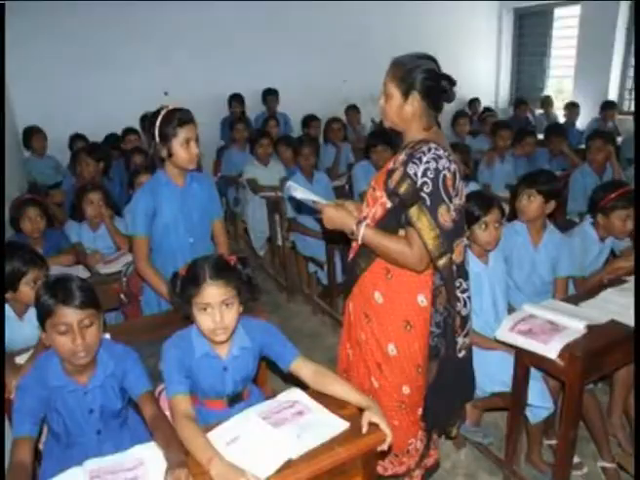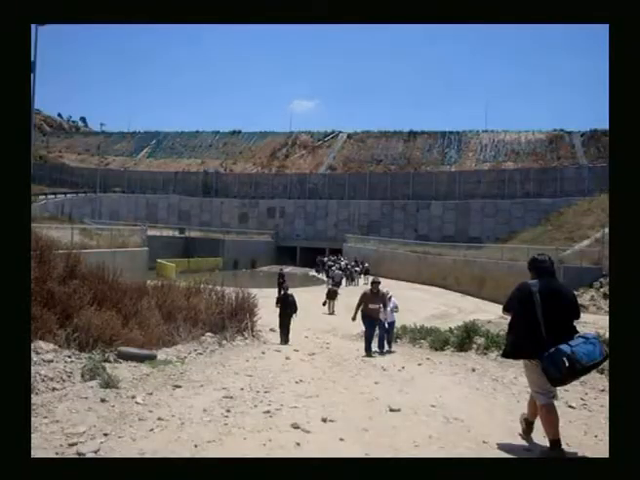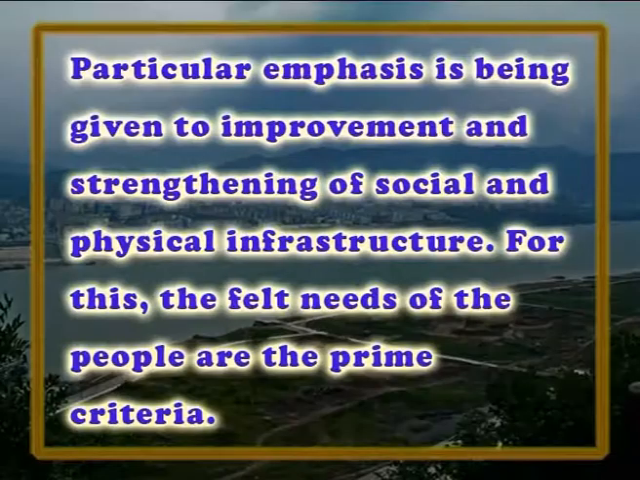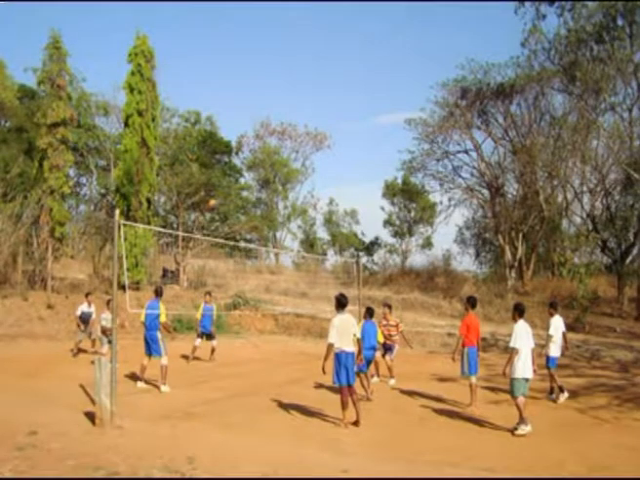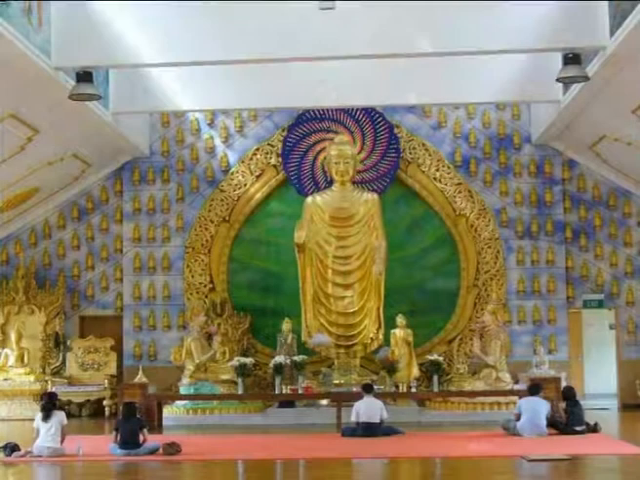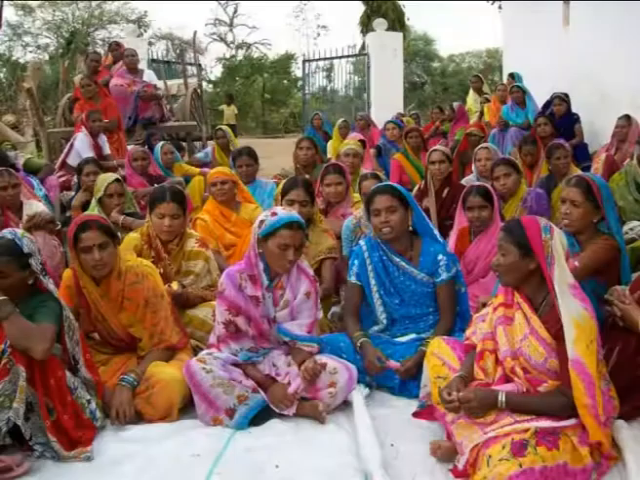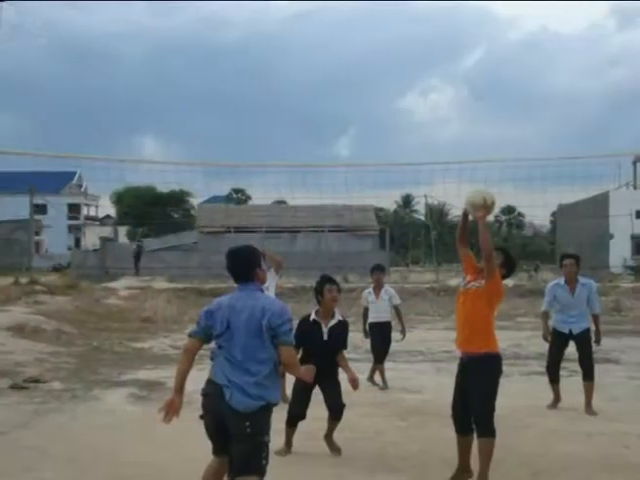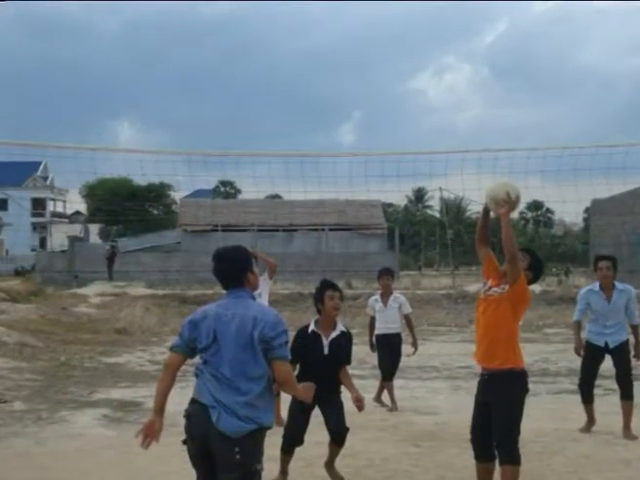The schemes being selected by the state governments under the program are generally from sectors such as education, health, roads and bridges, water supply, etc. Particular emphasis is being given to improvement and strengthening of social and physical infrastructure. For this, the felt needs of the people are the prime criteria. Some of the state governments are undertaking construction of playgrounds, community halls, etc., so that the people, particularly unemployed youth, can spend their leisure time in constructive and creative activities.